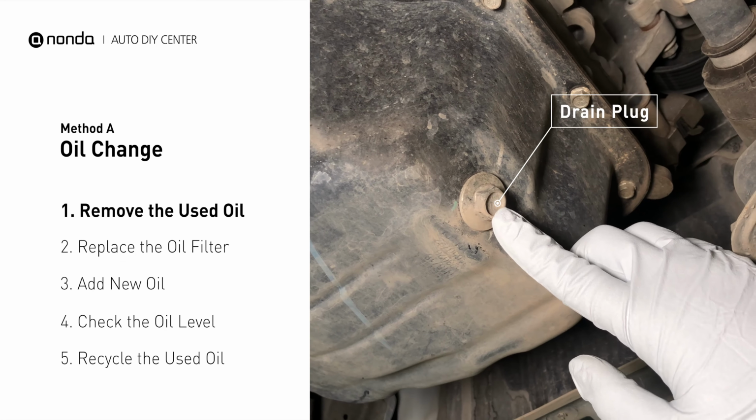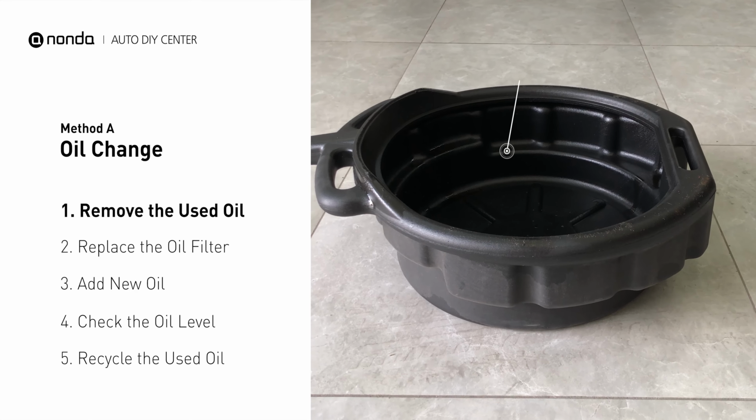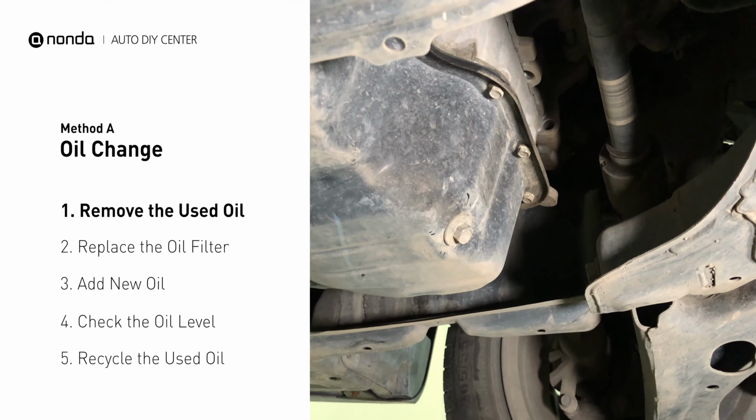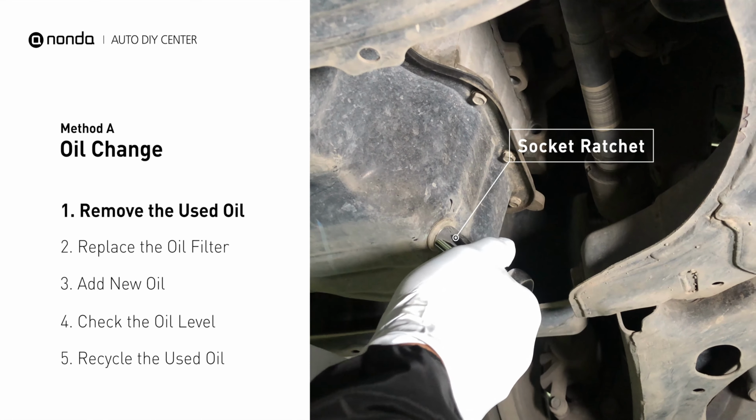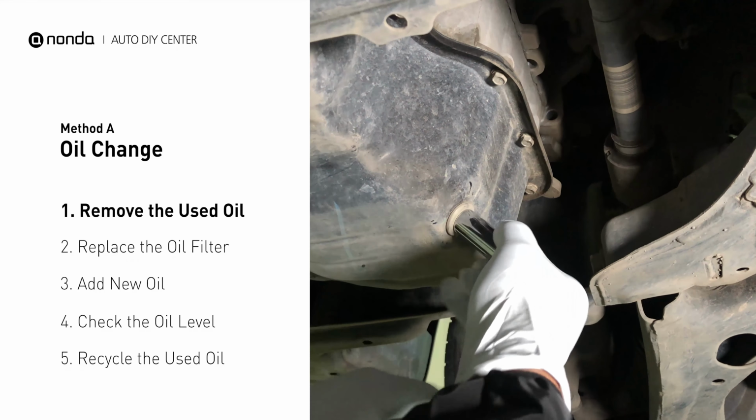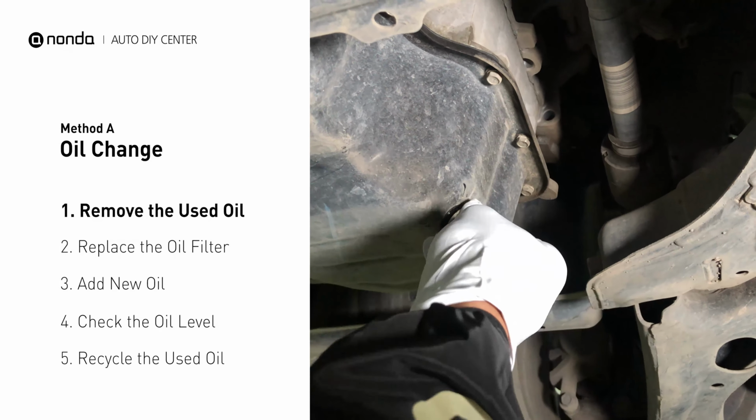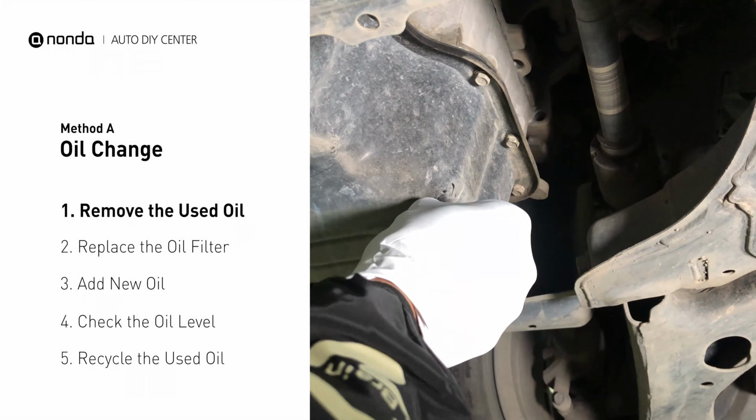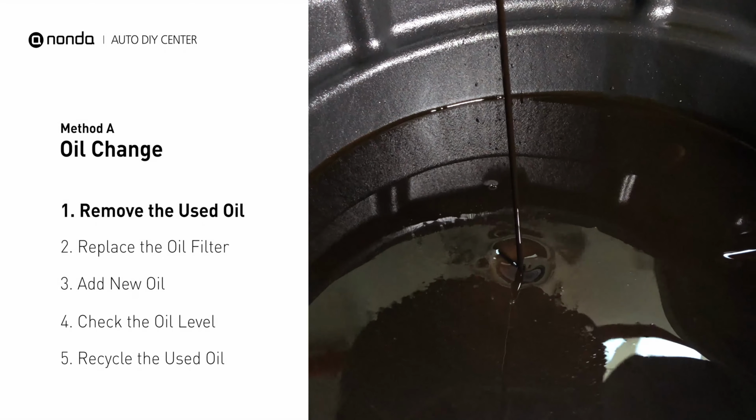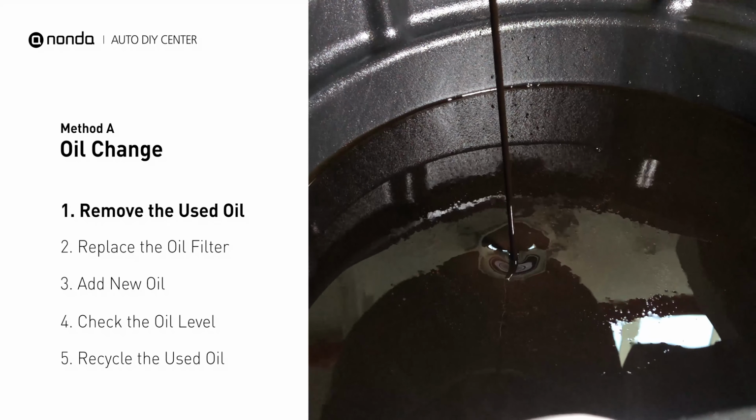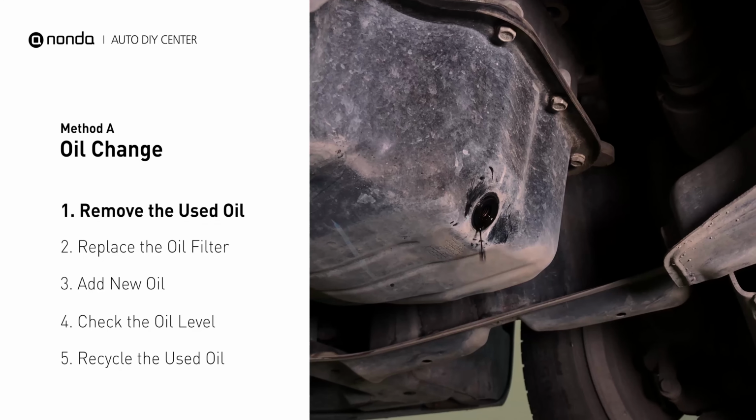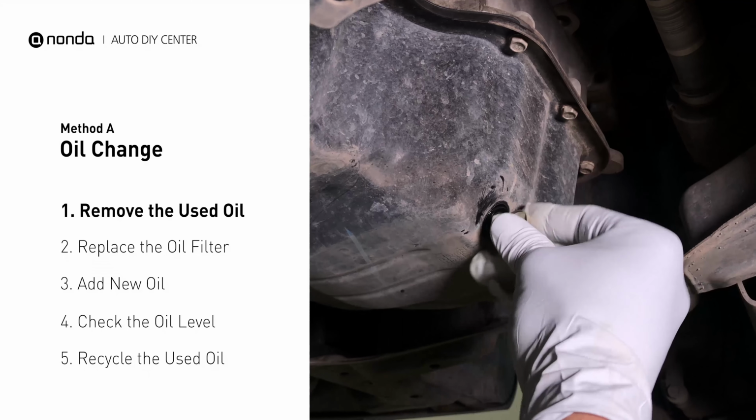Locate the oil drain plug on your vehicle and place an oil collection pan underneath it. Use the socket ratchet to remove the plug from the oil pan on your vehicle. Once the plug is removed, the oil should start flowing out into your collection pan. Once all the oil is drained, replace the drain plug and tighten it back on.